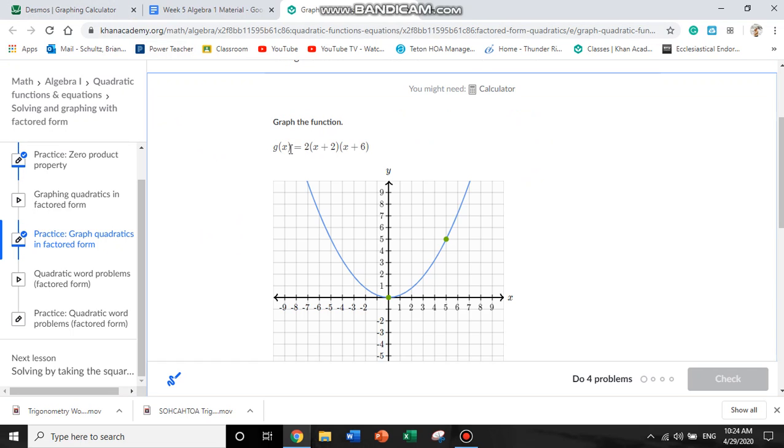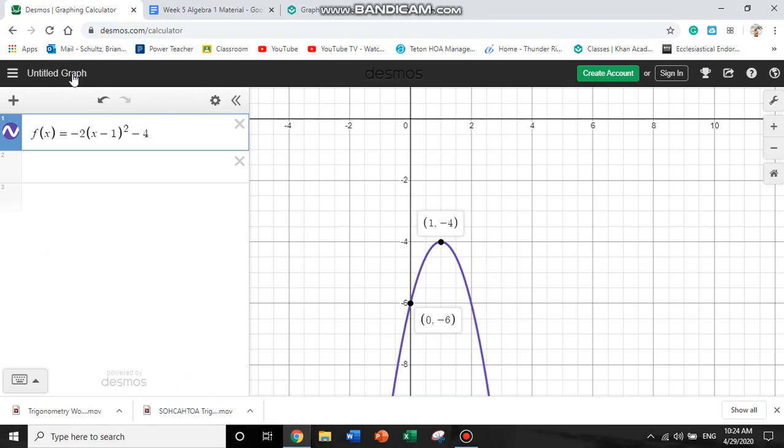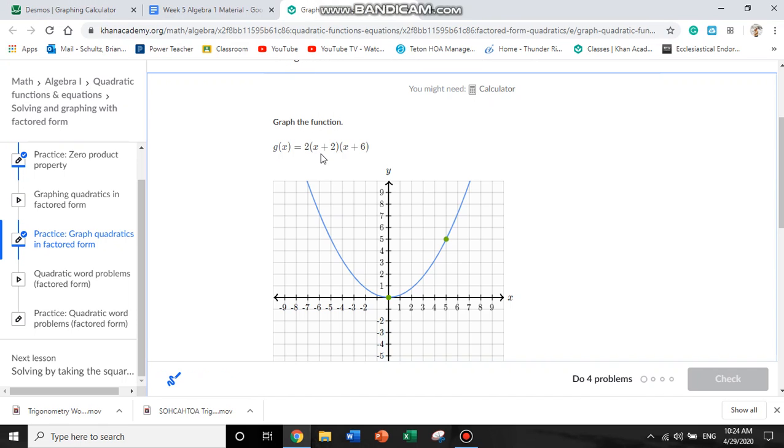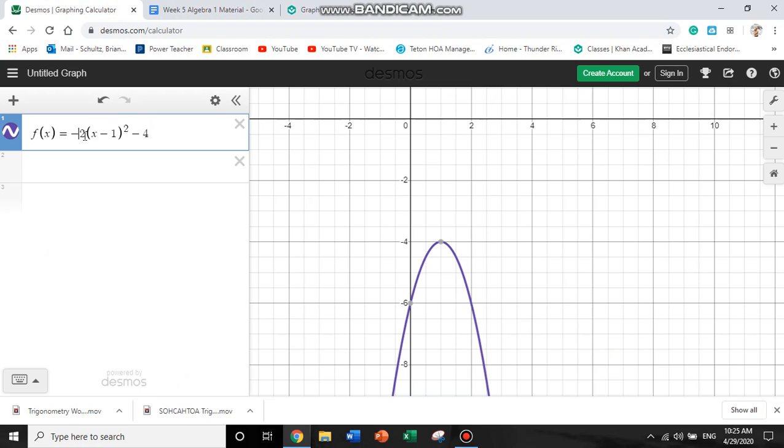Again, these are just going to look a little bit differently. This one says g of x. Doesn't really matter if that's g or f. When I go plug it into Desmos, I'm just going to leave it as f just to save me one thing to change. So we have two sets of parentheses, x plus 2, x plus 6, and then a 2 outside the parentheses. So let's get rid of that. This is going to be a plus 2.